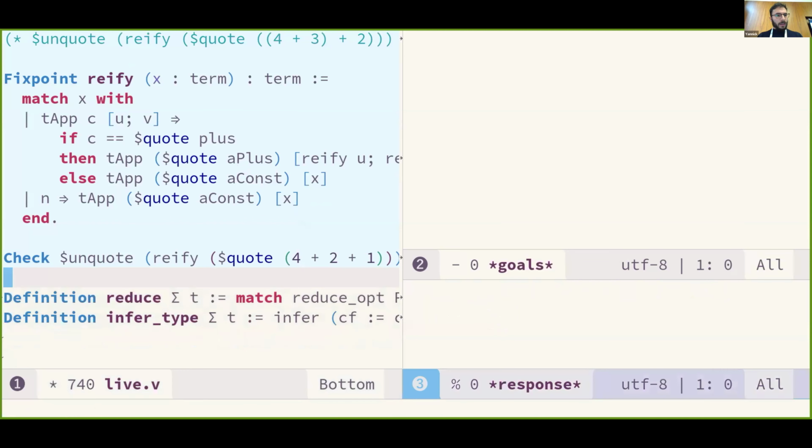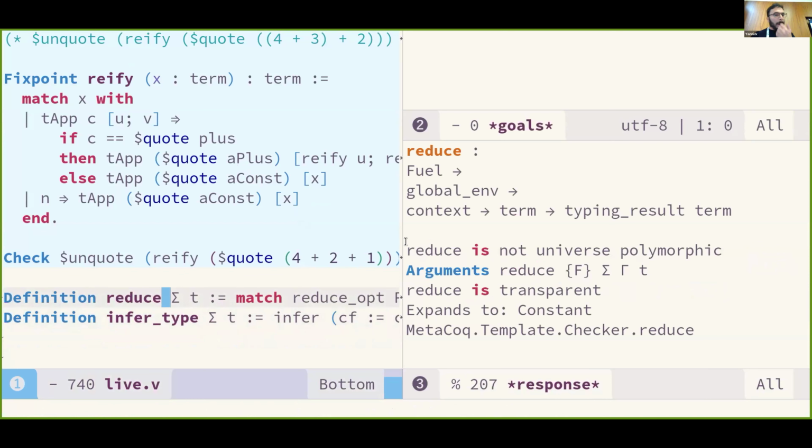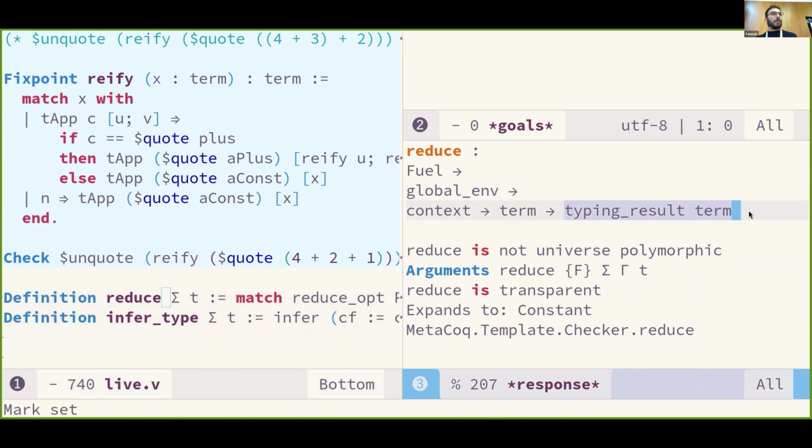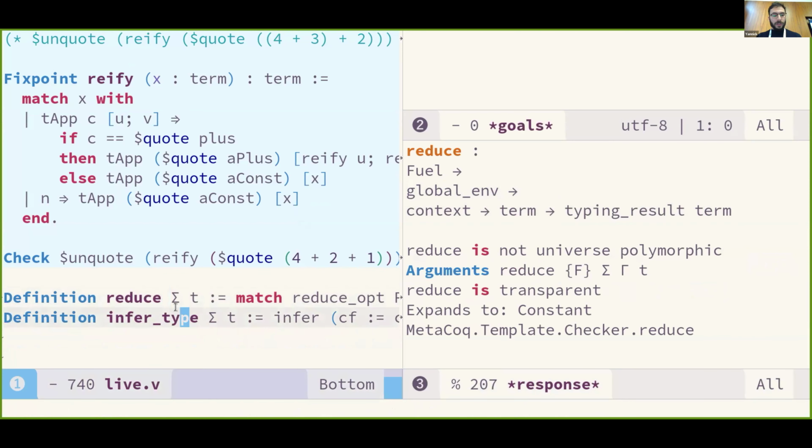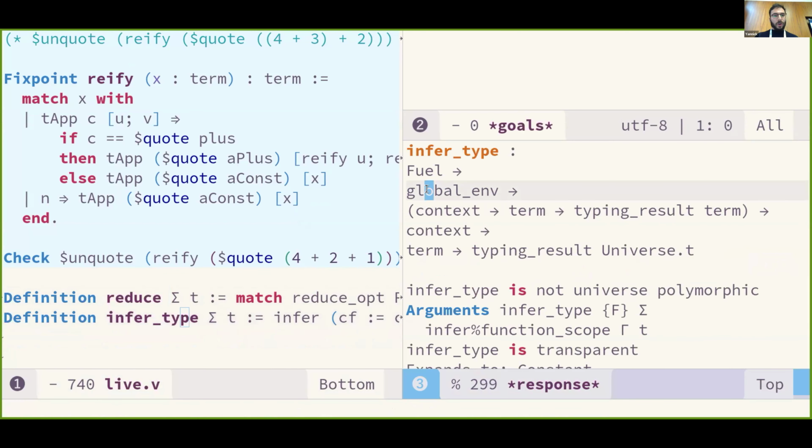You don't have to look. I'm actually not showing you the definition of these things. We are going to use a reduce function, which essentially takes a global environment, a context, and a term, and then reduces to the normal form of this term. And we're going to use an infer type function, which takes a global environment, something here, I don't actually know what that is, a local context, a term, and then outputs some type information about the thing. Yep, exactly.